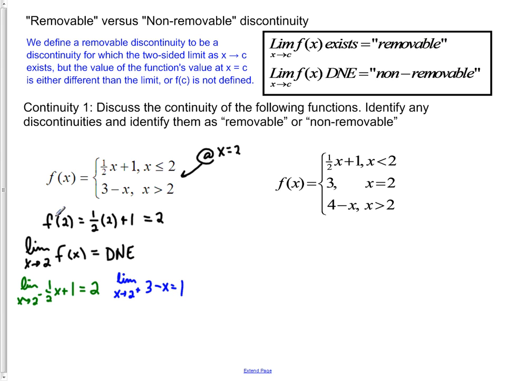And even though the function is defined at that point, where the limit does not exist, we're going to call this a non-removable discontinuity.